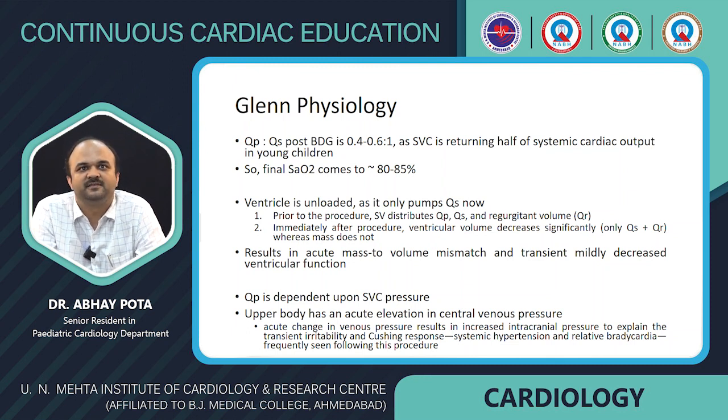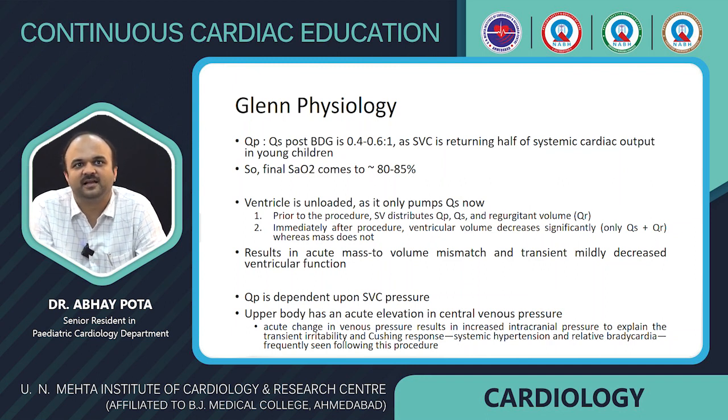Prior to the procedure, the single ventricle pumps QP, QS and regurgitant volume also, and immediately after the procedure, ventricular volume decreases significantly as it is only pumping QS, and QR if there is regurgitation, whereas the mass does not regress. This results in acute mass to volume mismatch and can transiently cause mildly decreased ventricular function. QS is dependent upon the ventricle, and QP is now dependent upon SVC pressure.